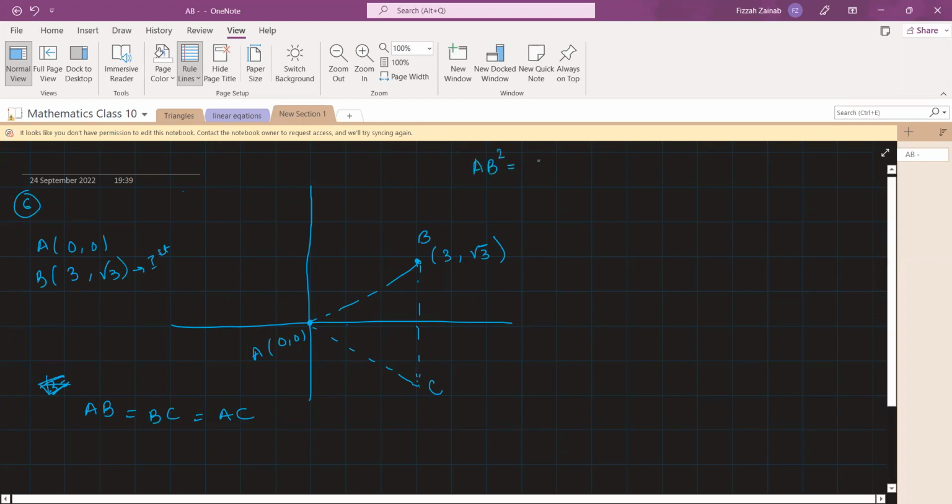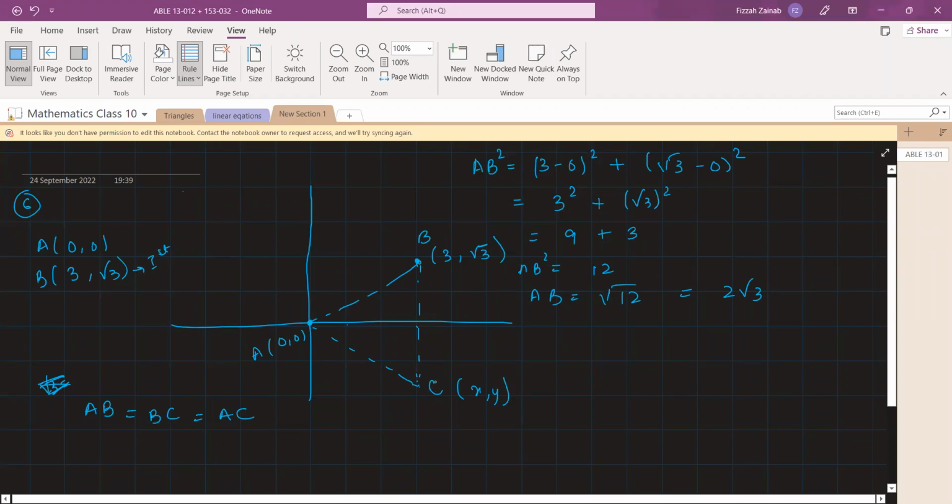Let us find AB first of all, or AB square I call it. So it will be 3 minus 0 whole square plus under root 3 minus 0 whole square. So this is 3 square plus under root 3 whole square, so this is 9 plus 3, which is 12, which is actually AB square. So your AB is under root of 12, which is 2 root 3. Yes, ma'am.